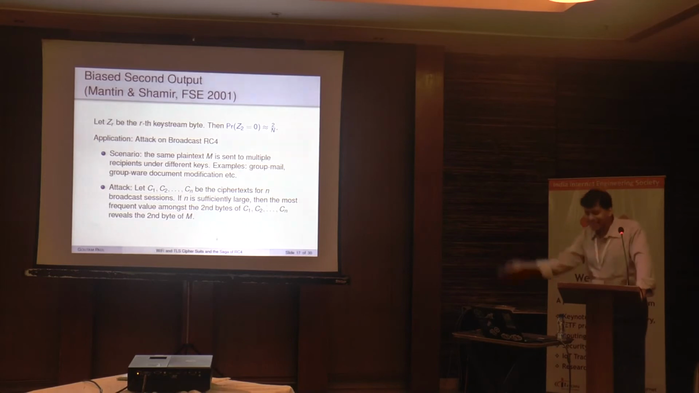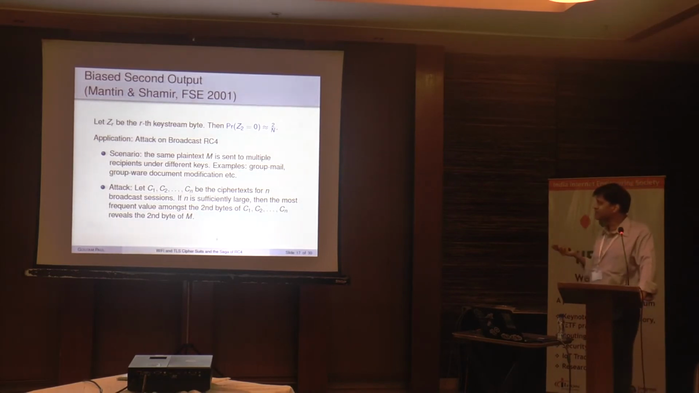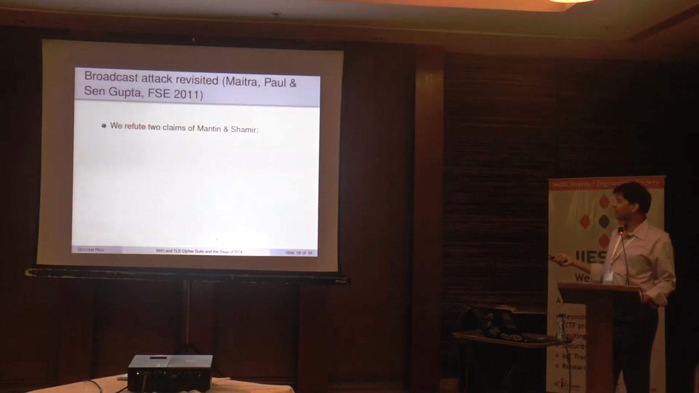However, roughly 10 years after this attack, we showed, as part of my PhD work at that time, that Mantin and Shamir were correct in stating that other bytes do not have the bias of this order. So they are partially wrong. Actually they have the bias, but of a different order. It's not as strong as this bias, but strong enough to break them. So that is the next work.